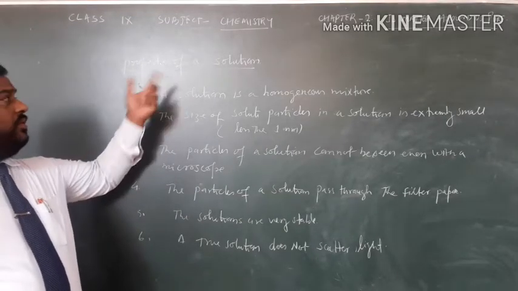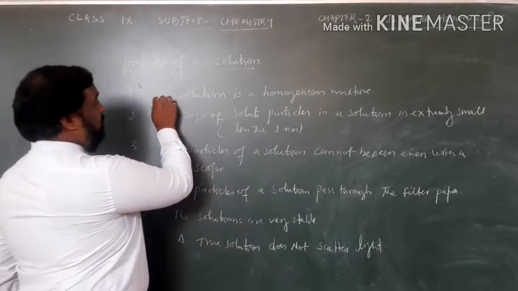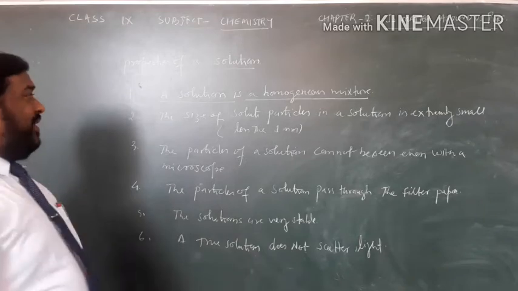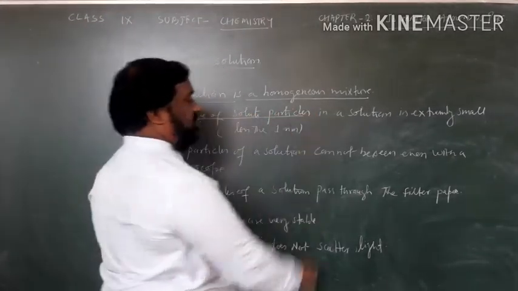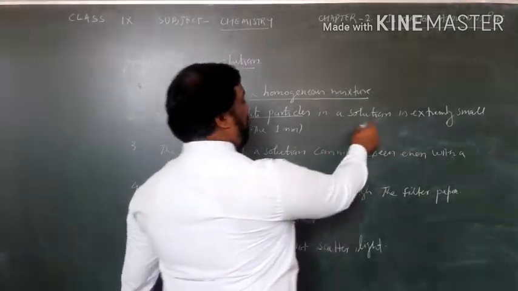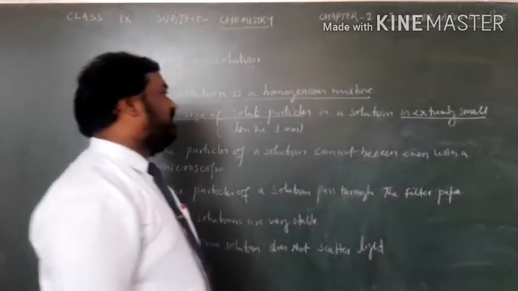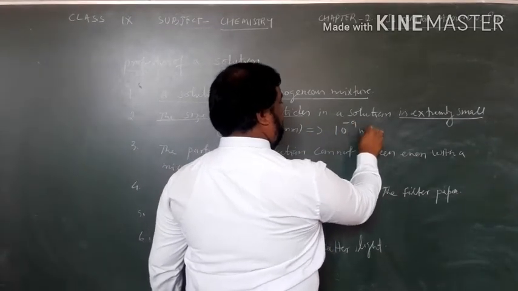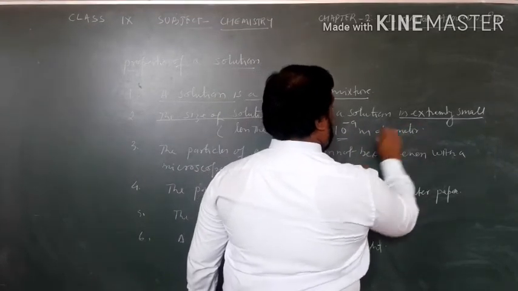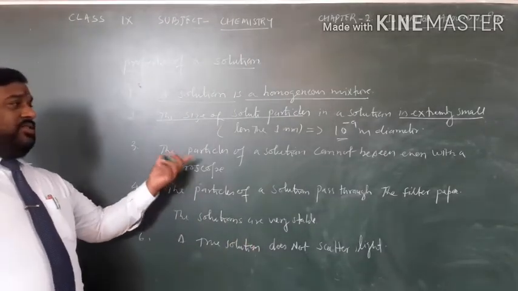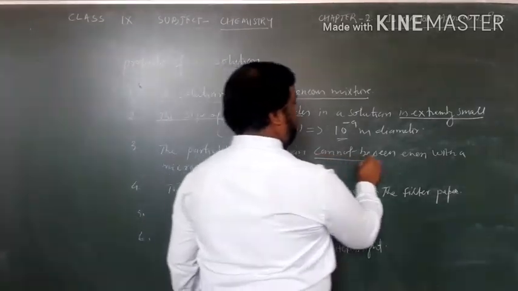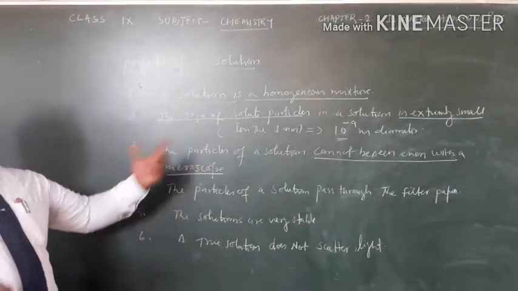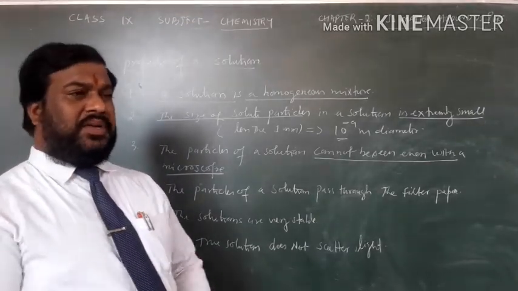Properties of solution. A solution is a homogeneous mixture. This is the first property. Second is, the size of solute particles in a solution is extremely small, less than 1 nanometer in diameter, which means 10 to the power minus 9 meter. This is the diameter of the particle size. The particles of a solution cannot be seen even with a microscope.